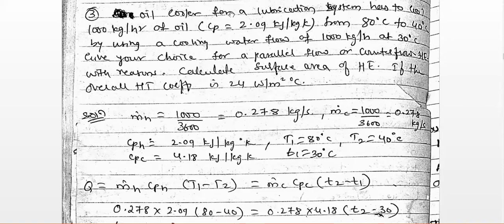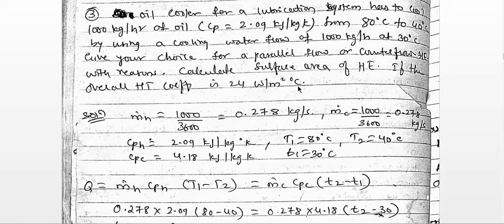An oil cooler for a lubricating system has to cool 1000 kg per hour of oil of specific heat 2.09 kilojoules per kg Kelvin from 80 degrees Celsius to 40 degrees Celsius by using a cooling water flow of 1000 kg per hour at 30 degrees Celsius. Give your choice for parallel flow or counter flow heat exchanger with the reasons. Calculate the surface area of the heat exchanger if the overall heat transfer coefficient is 24 watt per meter square degree Celsius. So this is the problem statement.